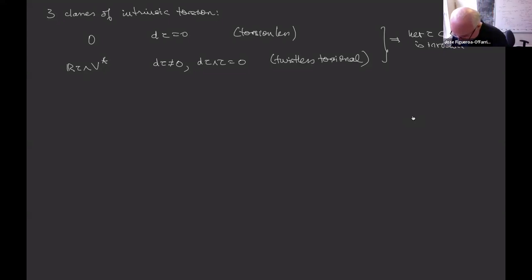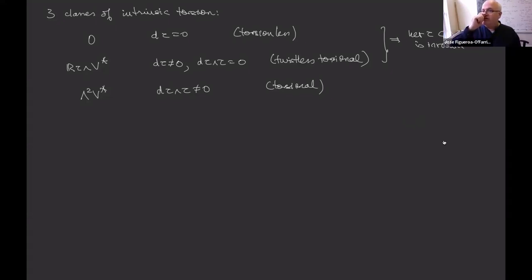And of course, then you have the case where this is generic: tau in lambda 2 V star, and d tau is different from zero. People just call this torsional without any further qualification. In that case, you don't have a foliation; you cannot define submanifolds of simultaneity.